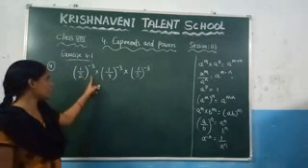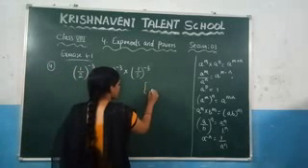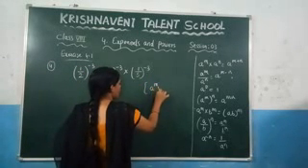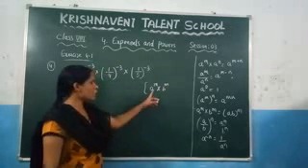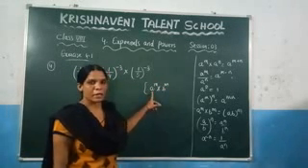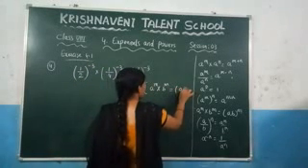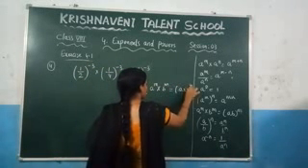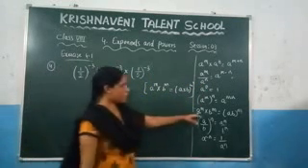The bases are not the same, but the powers are the same, and we are doing the multiplication. Now check which identity you can apply. It is in the form of a^m into b^m. Here the powers are the same, but the bases are different. So what is the law of exponent? This one, which is nothing but (a into b)^n. This is the law of exponent.